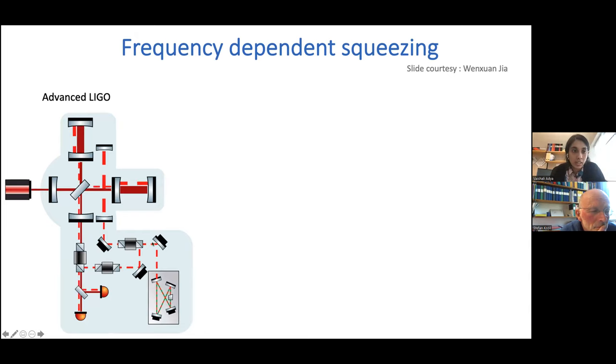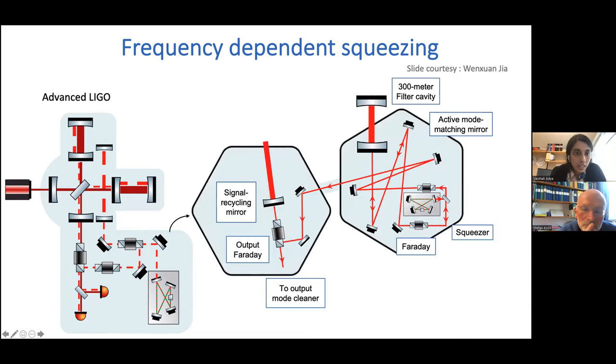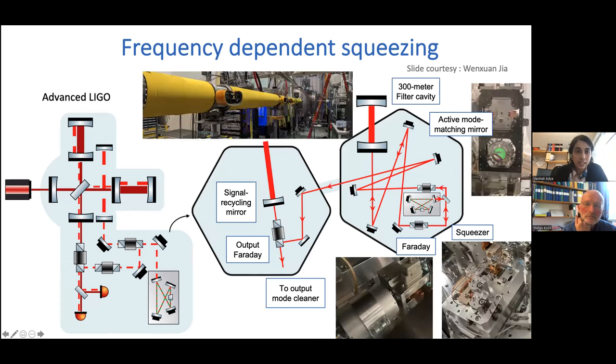So you have your squeezing here coming from this OPO, and in the frequency independent case, it was injected directly into the interferometer. Now in the frequency dependent case, you reflect it off of this filter cavity, which is a 300 meter long optical cavity along one of the arms. You can see this in a bit more detail here, and this is how the beam is directed. And this is the picture of the infrastructure on its own, as in the beam tube.